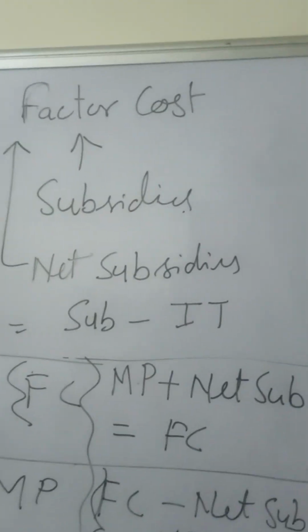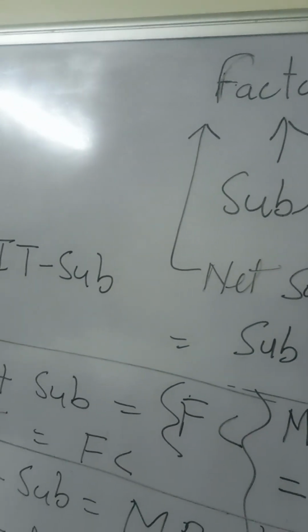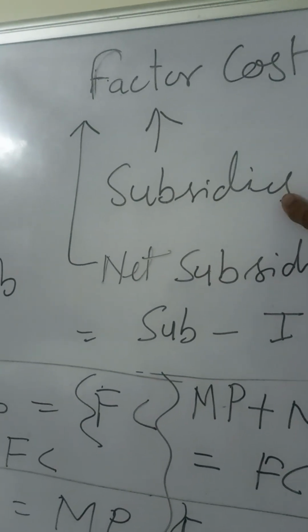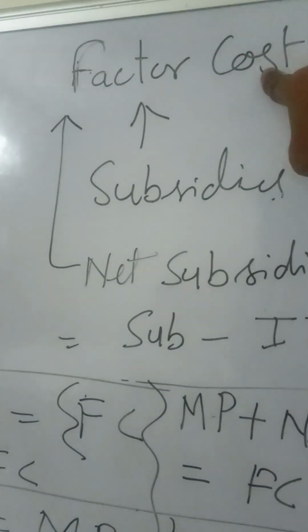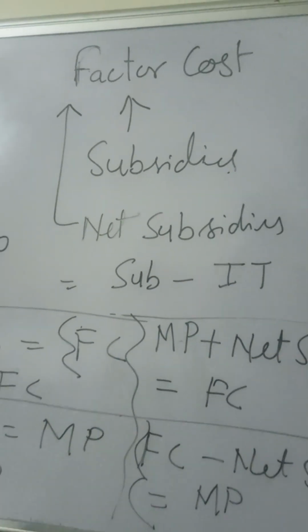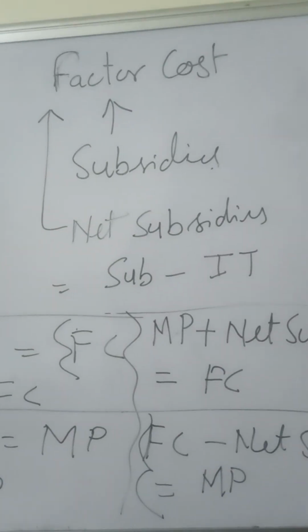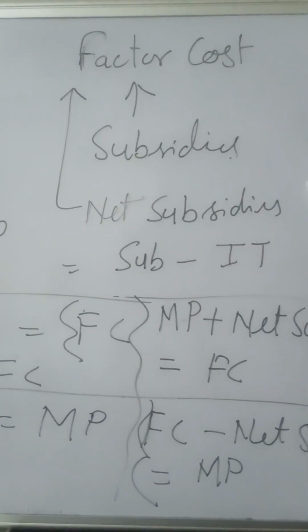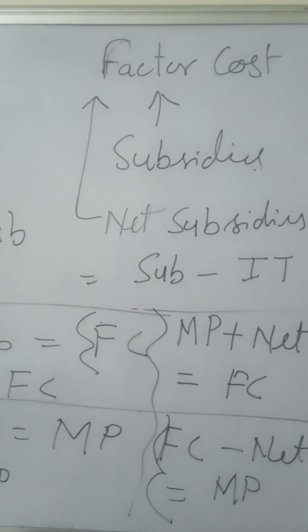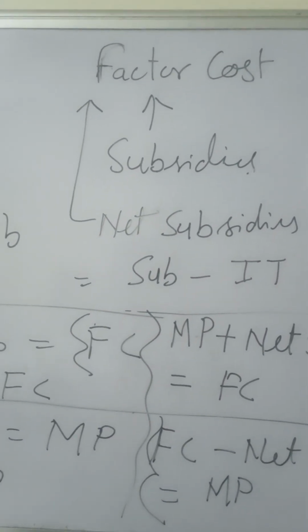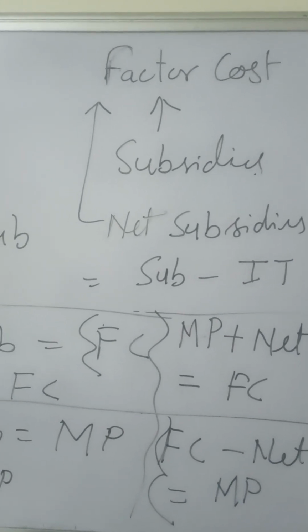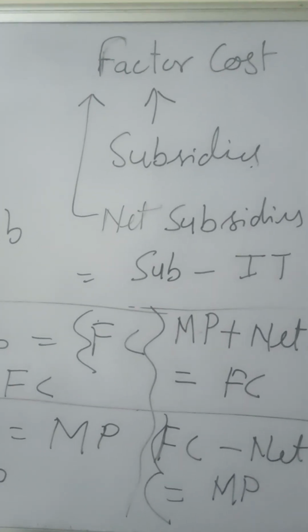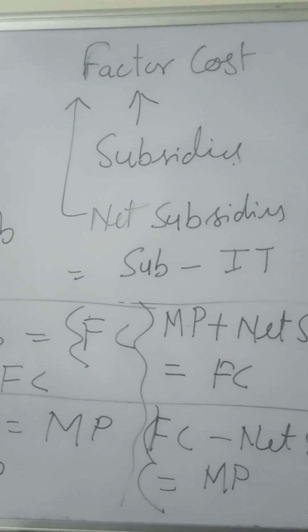Come to factor cost. Factor cost includes subsidies. Subsidies are included in the factor cost. What are subsidies? This is the financial assistance given by the government to farmers to reduce the cost, so that the price can also be decided a little lower, right? So subsidies are included in the factor cost.